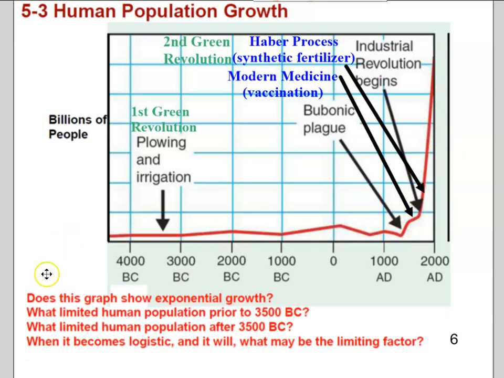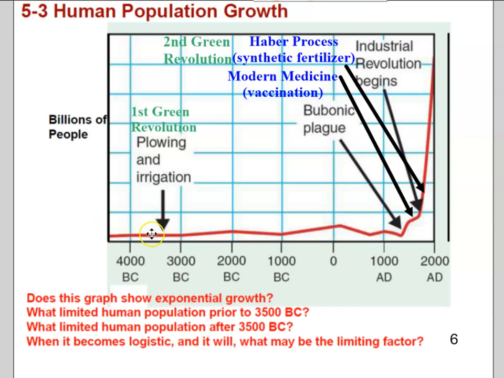And so the first question here, does this graph show exponential growth? It's hard to see here because this line's going up almost straight, but yeah, it's definitely showing exponential growth, which is that J-shaped curve, right? What limited human population prior to 3500 BC? So 3500 BC is right about here. And that's about when the first green revolution, plowing and irrigation and living in communities and so forth began.